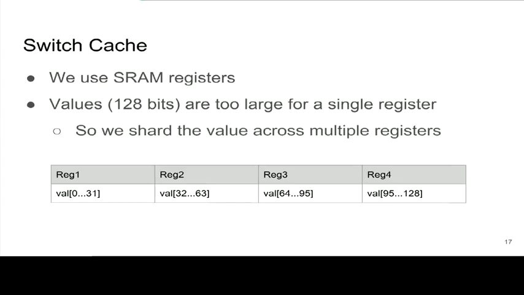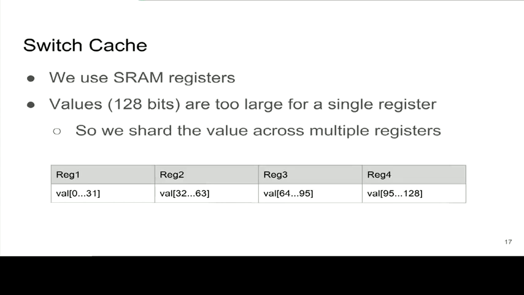And then, as I mentioned, another challenge is storing the values on the switch. Because the values are 128 bits, we can't store the entire value within a single register. So what we have to do is split the single value into multiple registers. We shard the value across, in this example here, 4 registers. So the first register contains the first 32 bits, the next 32 bits, and so on.